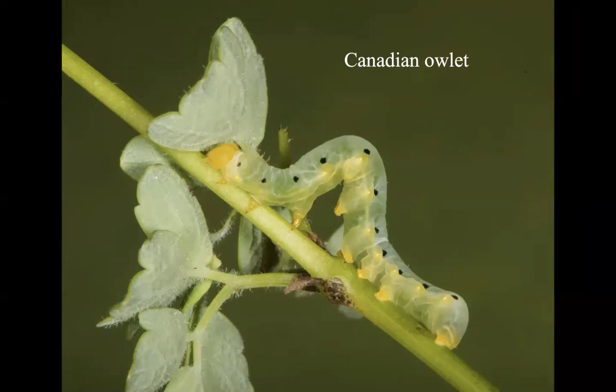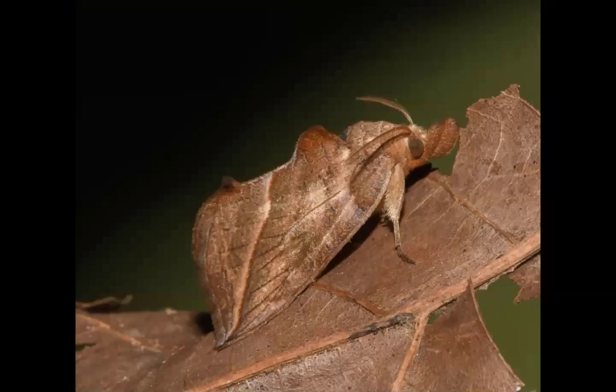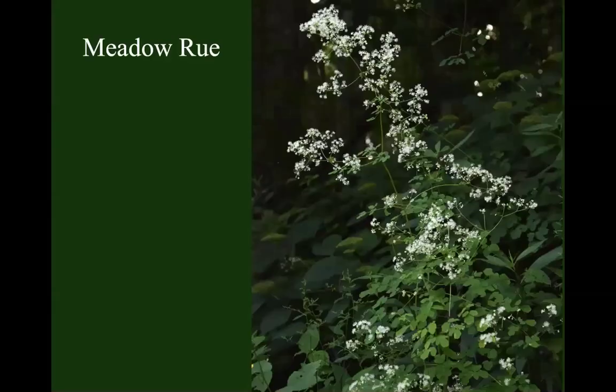I wanted to see if I could attract the Canadian owlet to our yard. Now, I'd never even seen a Canadian owlet, but that's what one looks like. That's what the adult looks like, just like a leaf. But I knew that if I were going to have Canadian owlets, I had to have meadow rue. That is the only plant that they eat. We didn't have any meadow rue. I'm sure there was meadow rue here hundreds of years ago, but long gone with the heavy development.